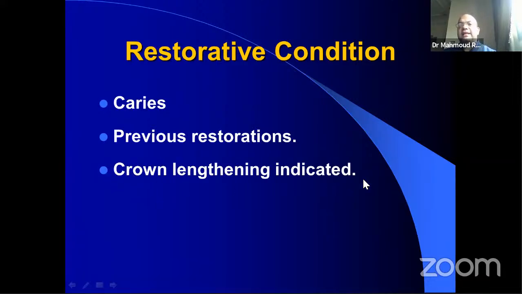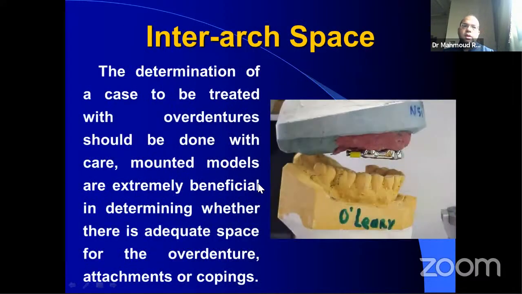If crown lengthening is indicated, in order to give sufficient length for making the coping or to give sufficient inter-arch space. In inter-arch space, as we said before, the determination of a case to be treated with overdenture should be done with care. Mounted models are extremely beneficial in determining whether there is adequate space for the overdenture attachment or copings. As we said before, the inter-arch space required for every type of attachment.